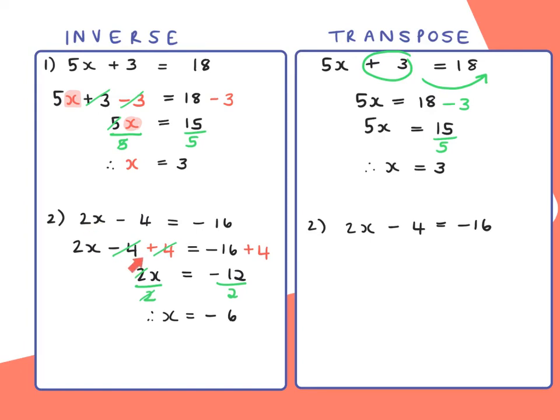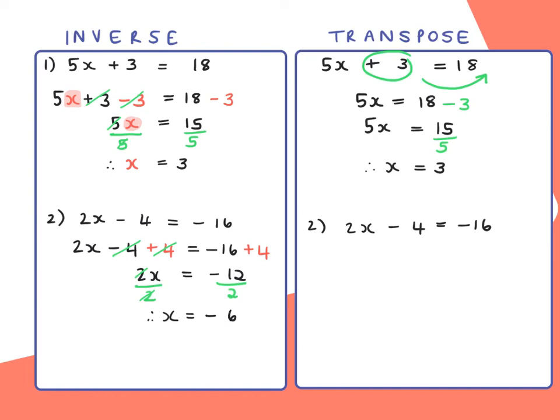And if I test that, 2 times negative 6 is negative 12, minus 4 is negative 16, and negative 16 equals negative 16. Amazing. The left-hand side and the right-hand side are the same. So we know that we've solved for x correctly.